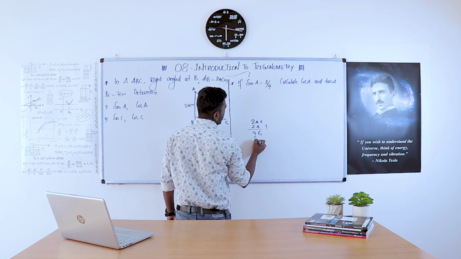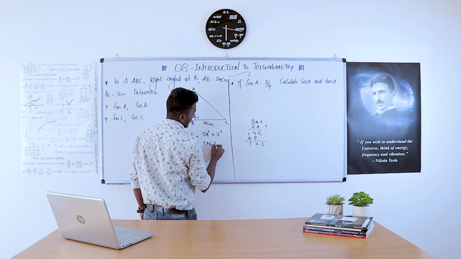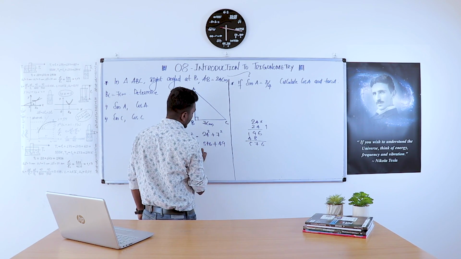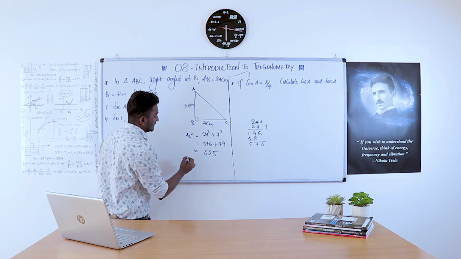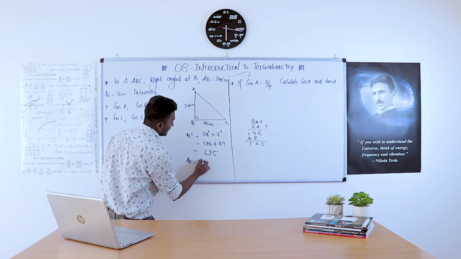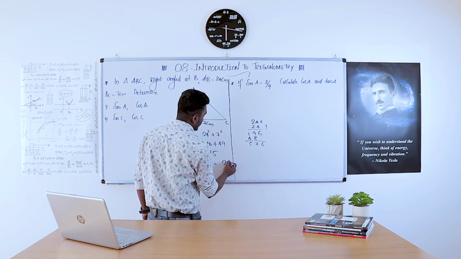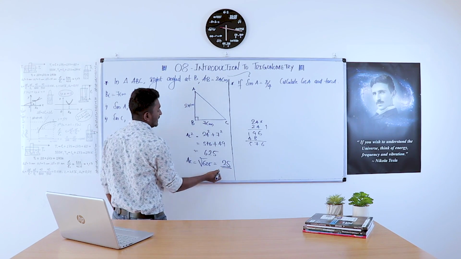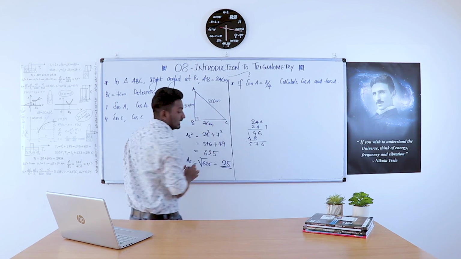4 16, 9, 8, 4. Yes, 576 plus 7 square, it is 49, and plus 6, remainder 1, 2, 6. It is 625. So AC is equal to root 625. It is equal to plus or minus 25. I am taking only positive value because this is the length. So hypotenuse is 25 centimeter.